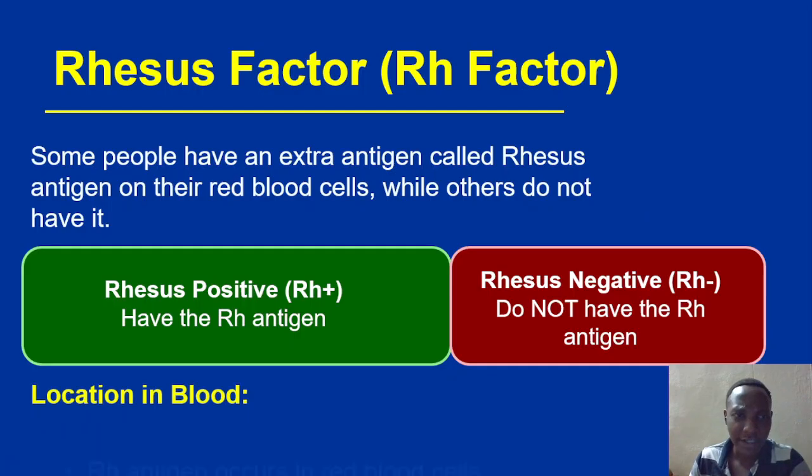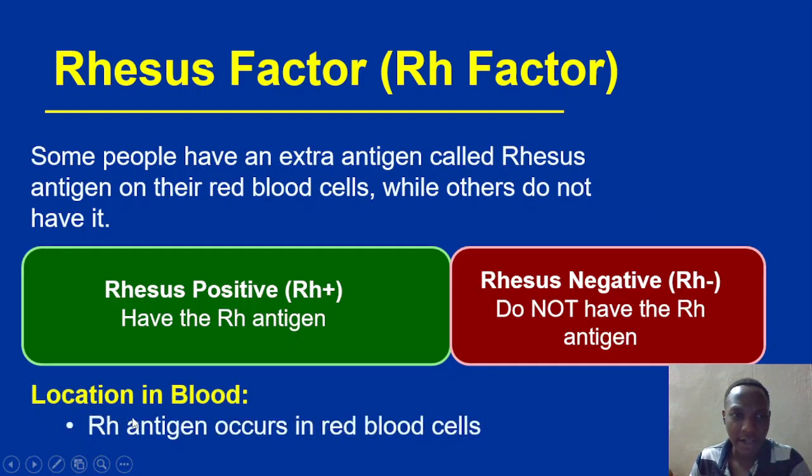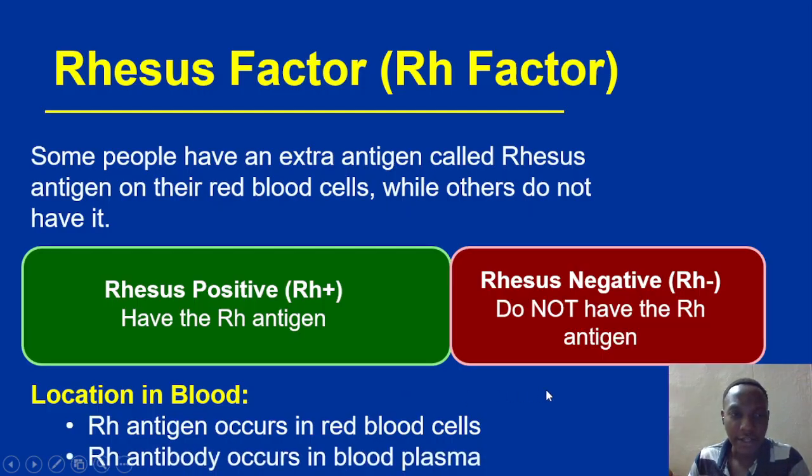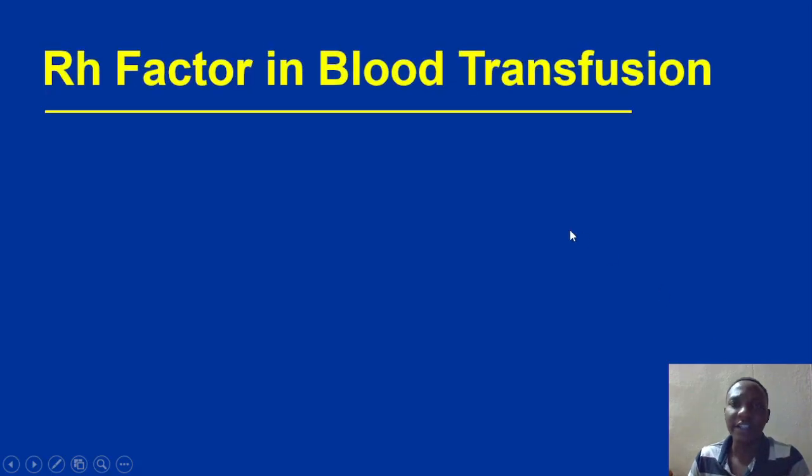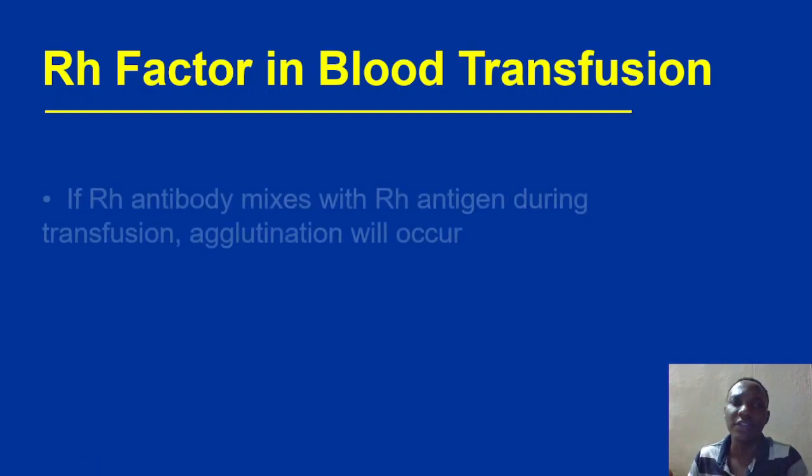Now, location in blood: the Rh antigen occurs in the red blood cells, and the Rh antibody occurs in the blood plasma. So you can tell the location of the rhesus antigen and the rhesus antibody. Now, the rhesus factor in blood transfusion. Let's see how this rhesus factor contributes to blood transfusion.